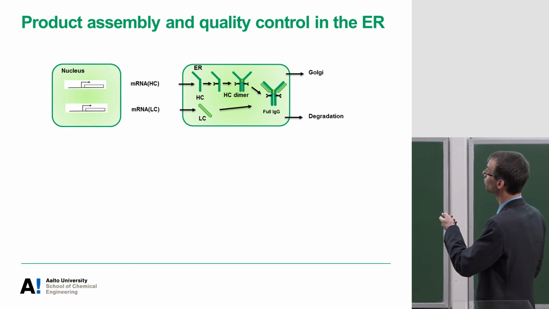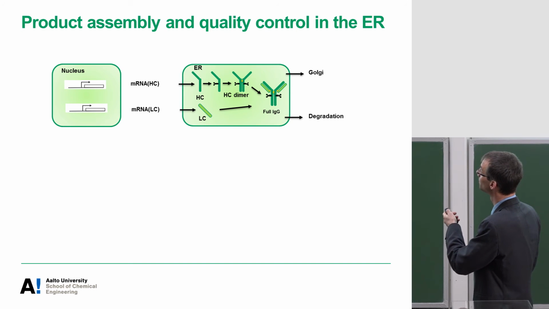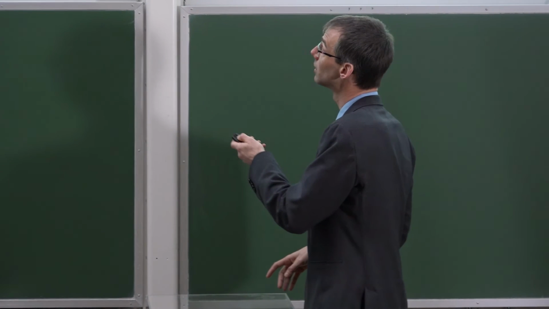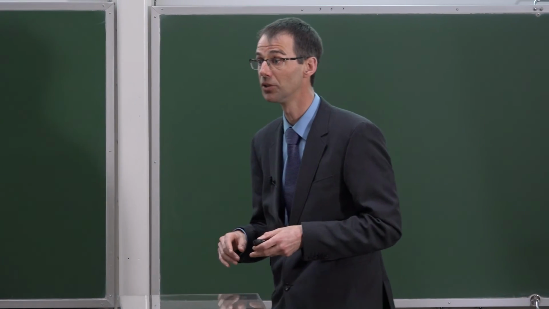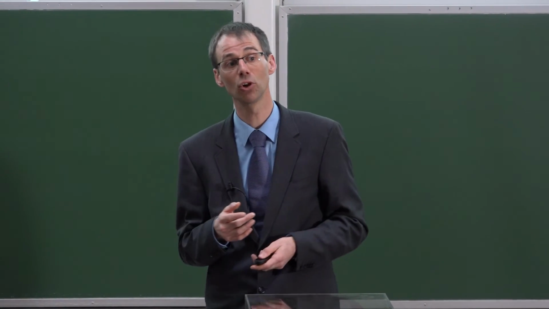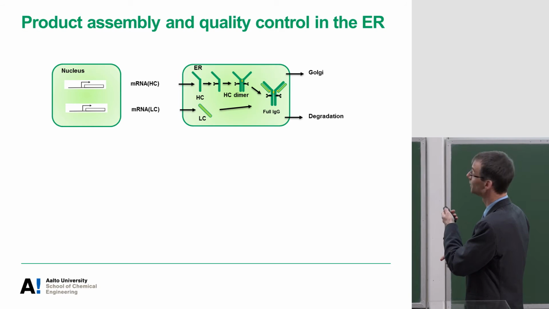You have the so-called heavy and the light chain. The heavy chain is modified. They come together, and at the end, we have a structure like this, where 4 chains come together. Now, this molecule, if it's properly assembled, can leave the ER and continue in the next compartment, or, what is also shown here, it can be degraded.